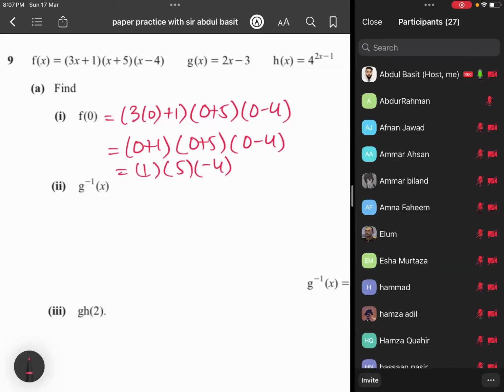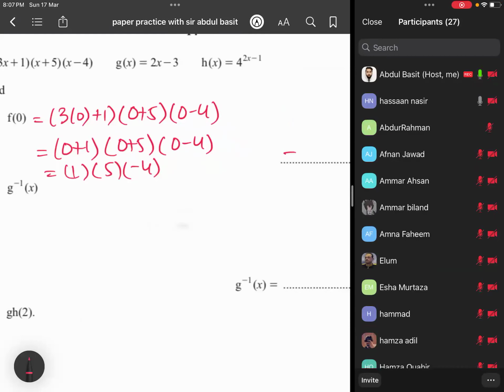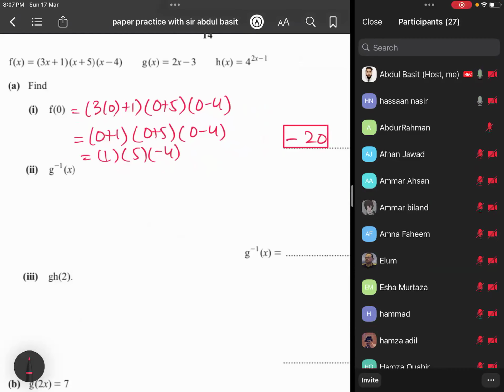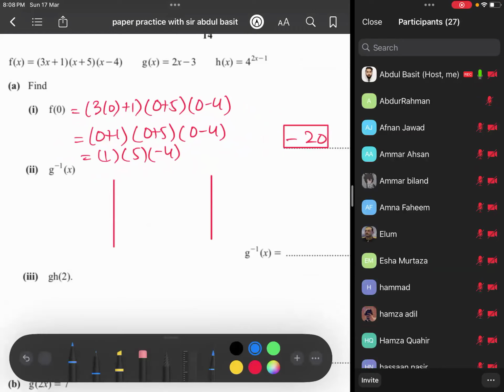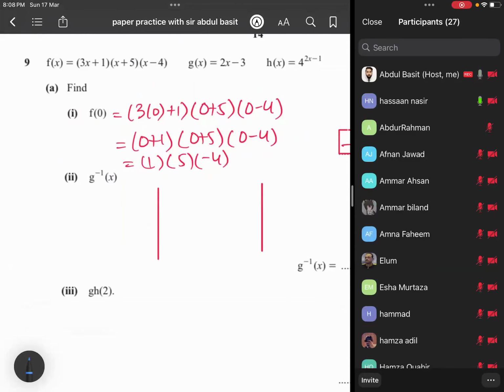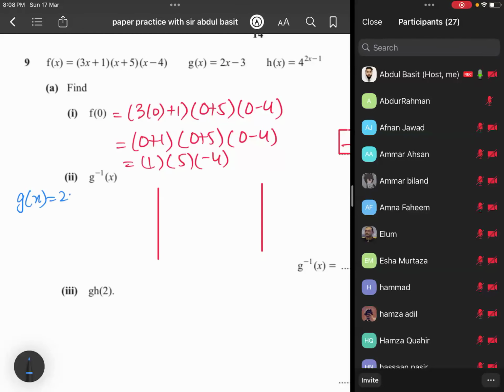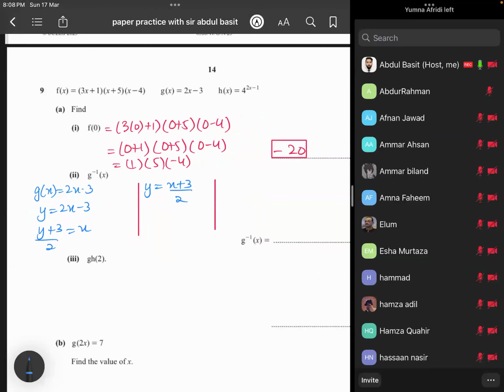5 times 4 is 20, minus 20 is the answer. Now g inverse of x. g of x is equal to 2x minus 3. For the inverse we have four steps. Let the function equal y. Be careful while making x the subject, because the second step is to make x the subject. y plus 3 divided by 2 is equal to x. x is the subject. The third step is to replace x with y. So y is equal to x plus 3 divided by 2. That is the answer.